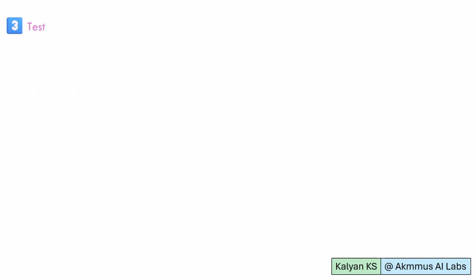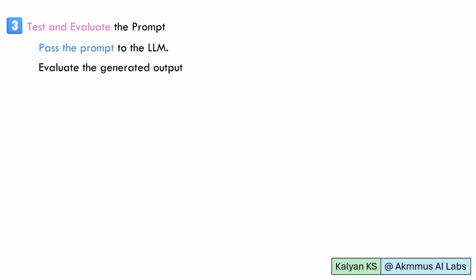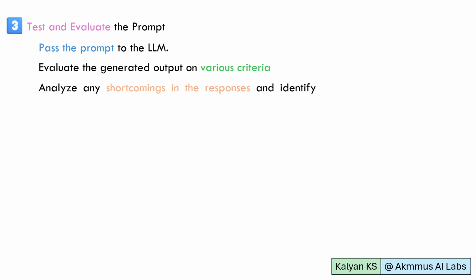The third step in prompt engineering is test and evaluate the prompt. First, you have to pass the prompt to the LLM. Then you have to evaluate the generated output on various criteria. Finally, you have to analyze any shortcomings in the responses and identify potential areas for prompt improvement.